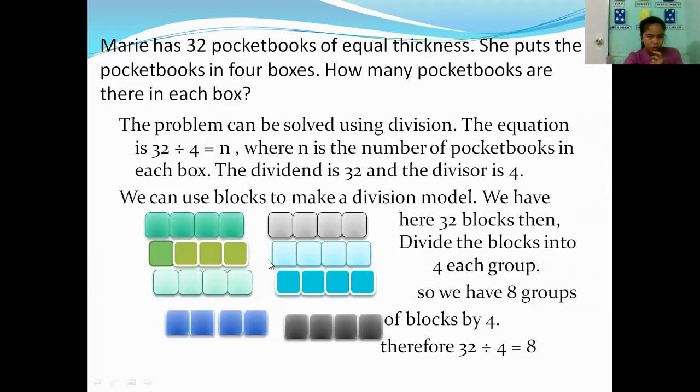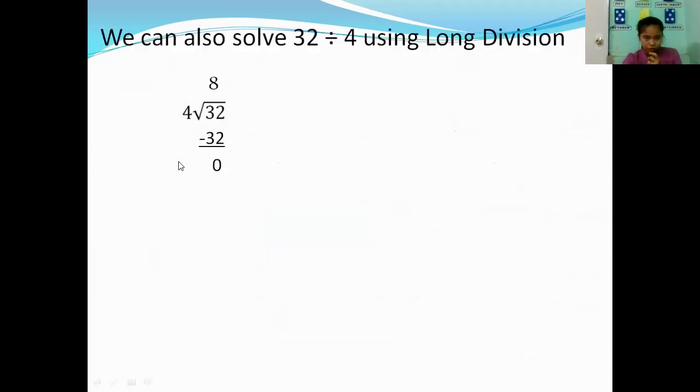Okay, so I will show you an example. We can also divide this using long division. So we can solve 32 divided by 4. 32 divided by 4, that's 8, because 8 times 4 is 32. So 32 subtracted by 32 equals 0.